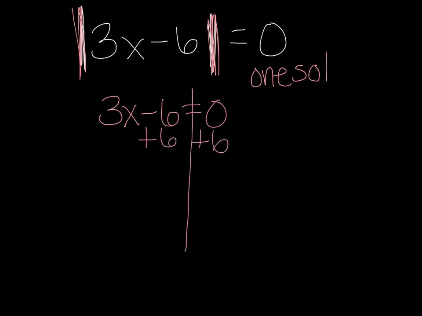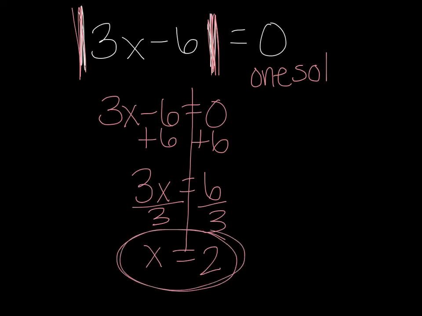Plus 6 to both sides. 3x equals 6. Divide by 3. X is going to equal 2. 2 is our only answer for this one.